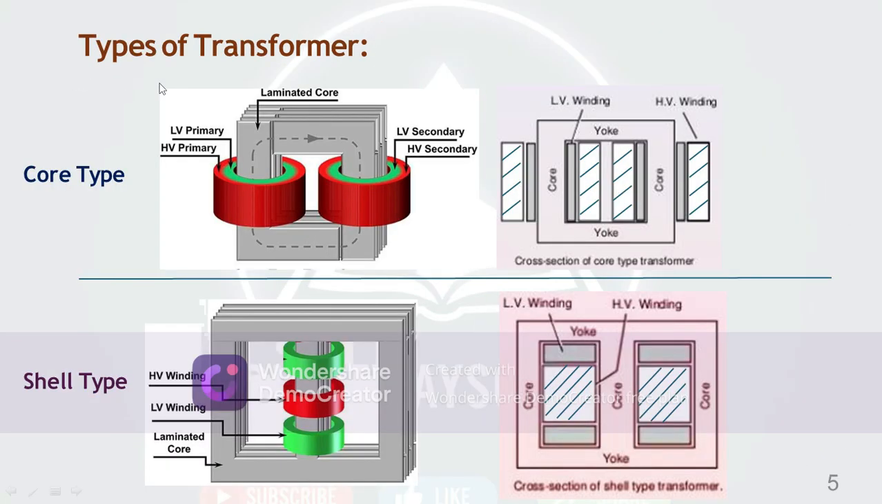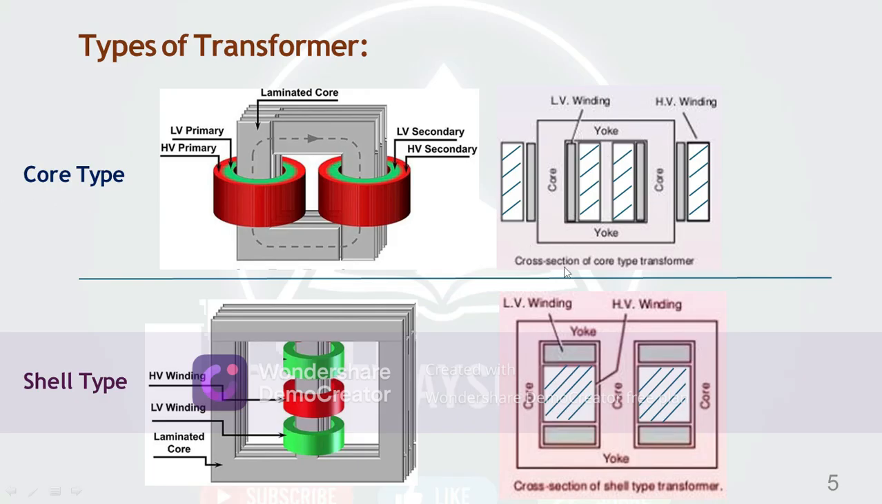So here are the types of transformers. There are two types of transformers for the syllabus concern. The core type transformer is this. There is a primary winding and secondary winding. HV, the high voltage primary winding, and the LV, low voltage winding, is inner to the HV winding, on the inner side, next to the core. The core is surrounded by the winding in the core type transformer.